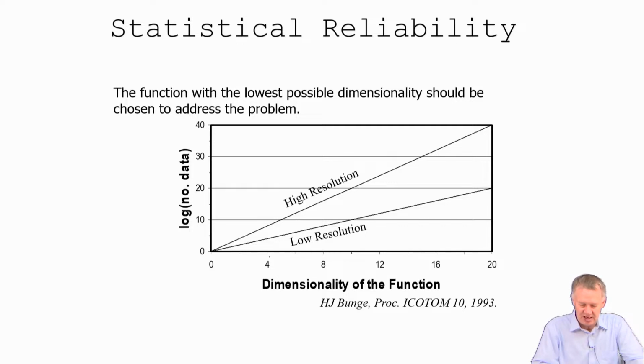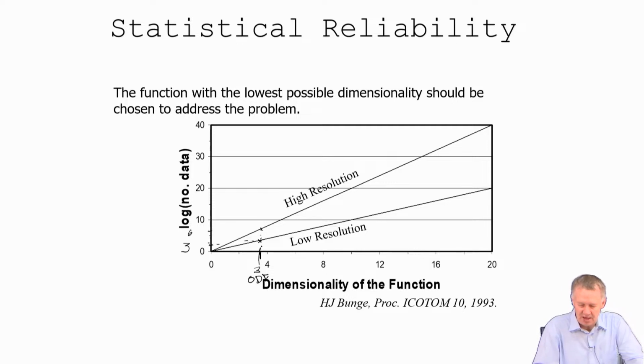So if we have a function that has 3 dimensions, like our ODF, for example, right? ODF is 3 dimensions. That means we need at least 10 to the 3, for low resolution. So this is the log of the number of data. That means we need 1,000 data points, right? For minimum statistical reliability on a function defined over G. Now, if we want better statistical reliability, it's going to be 1,000,000, right?